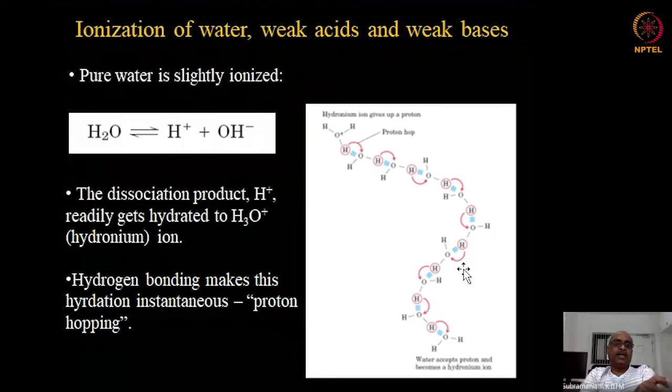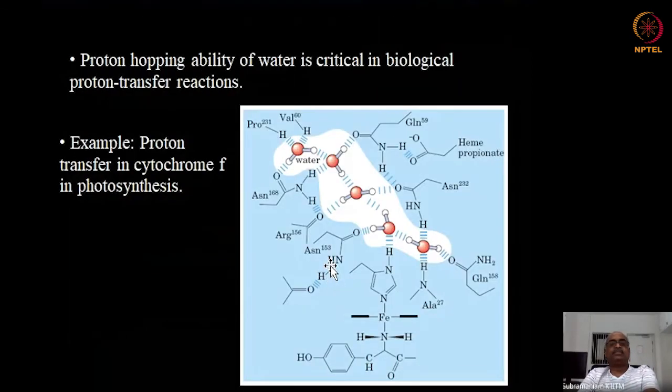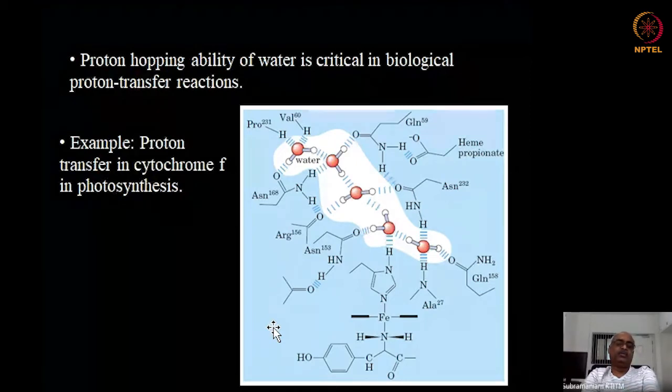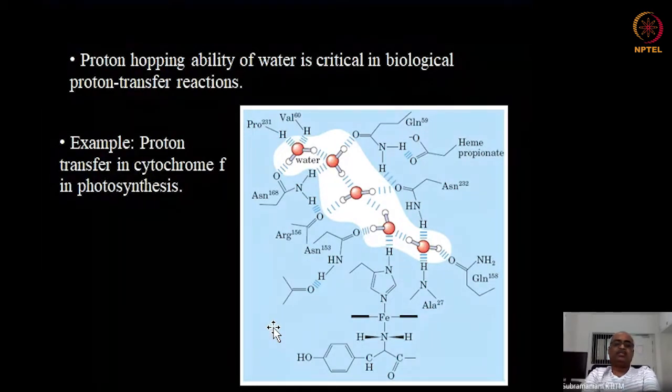And in that kind of an active site, protons are often abstracted or donated, and those help in bond breaking or forming. And for those purposes, the quick proton hopping helps in the transfer of the protons. As seen in cytochrome f, this is a protein involved in photosynthesis. We will learn in great detail when we get to photosynthesis several lectures from now.